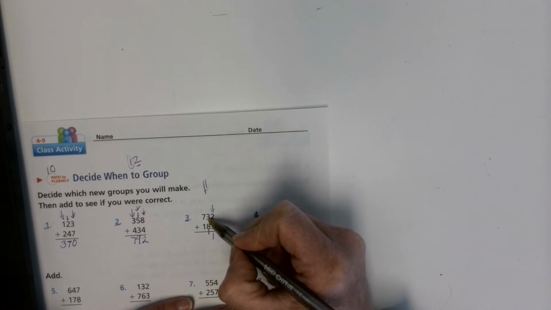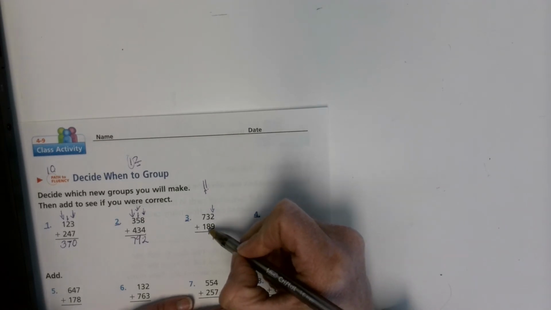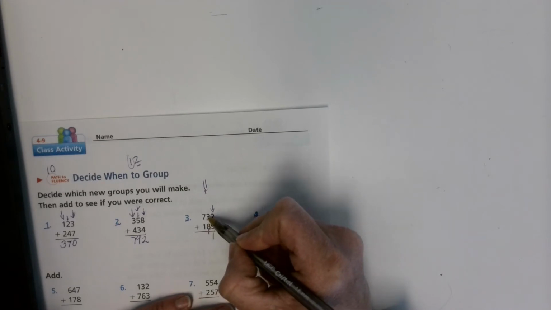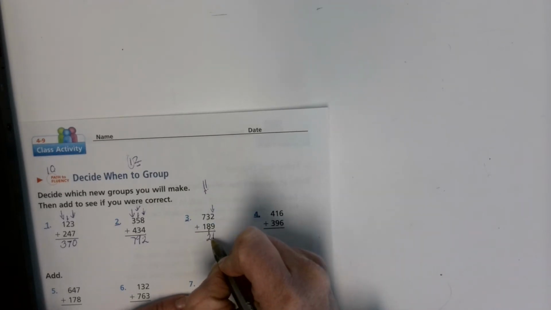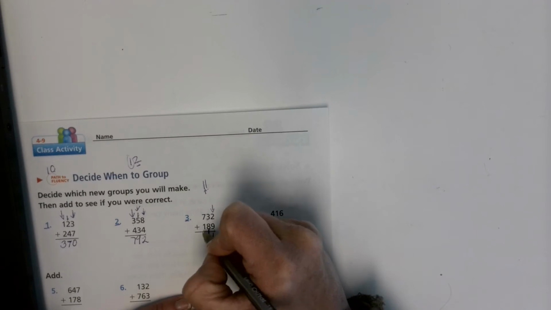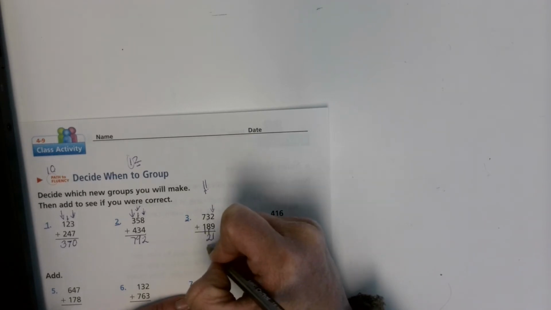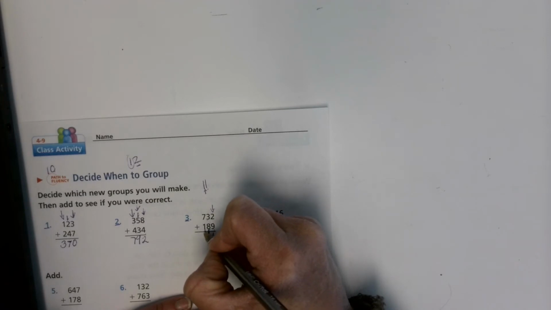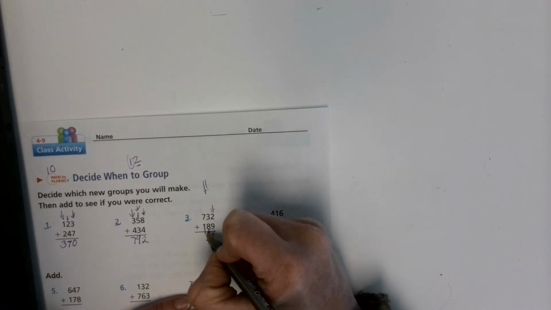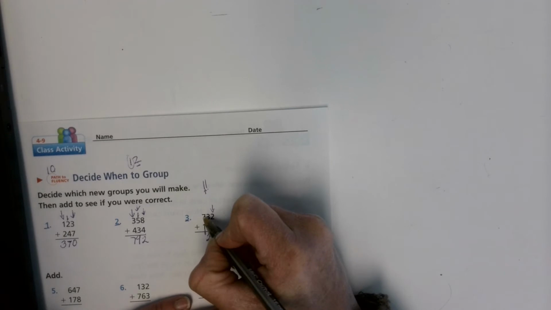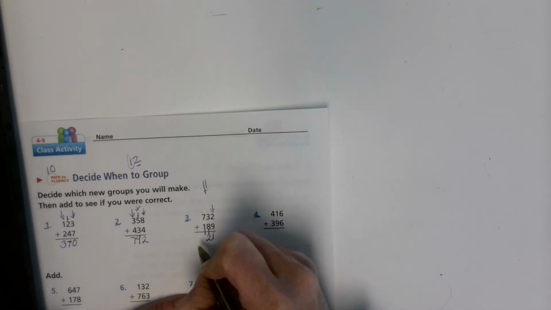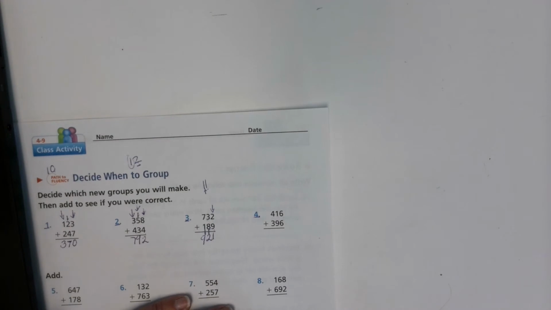So I have 3 plus 8 plus 1. I like to start with the larger number, so I'm going to say 8, 9, 10, 11, 12. Put the 2, and now I do have a new group for my hundreds because 12 tens would give me an extra 100, 120. So there's my new group. 7 plus 1 plus 1, 7, 8, 9, 921.